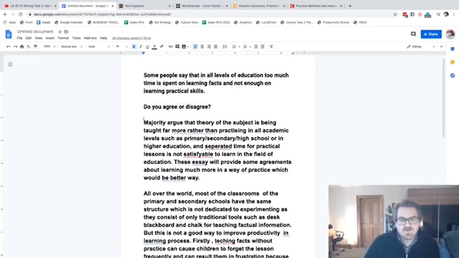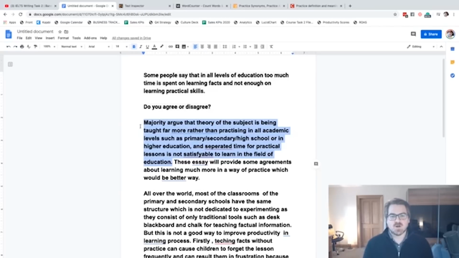So let's have a look at this first sentence. "Majority argue that theory of the subject is being taught far more rather than practicing in all academic levels, such as primary, secondary, high school, or in higher education, and separated time for practical lessons is not satisfiable to learn in the field of education." So let's just take this first one. What this person has been taught, we see this over and over and over again.